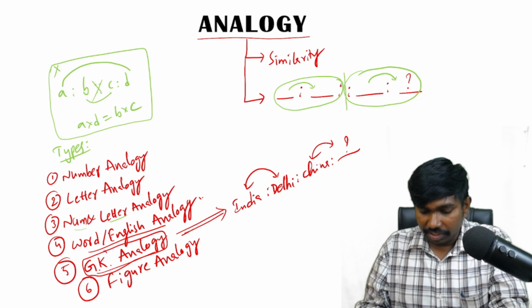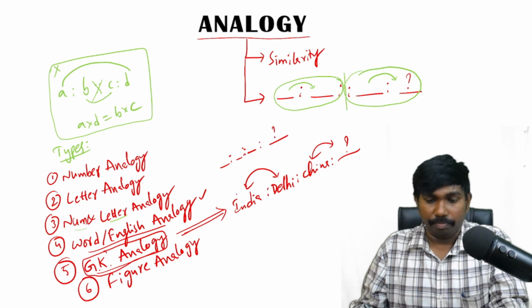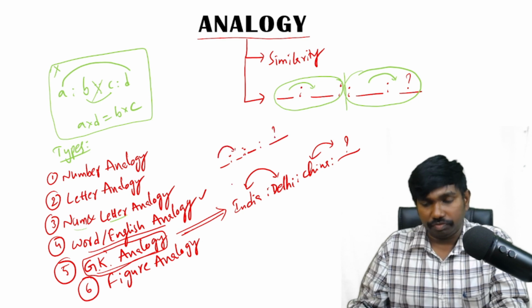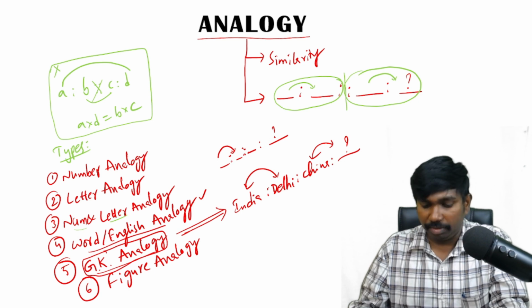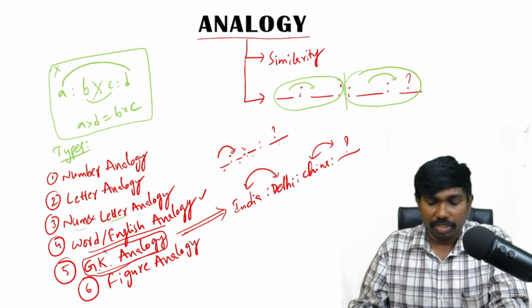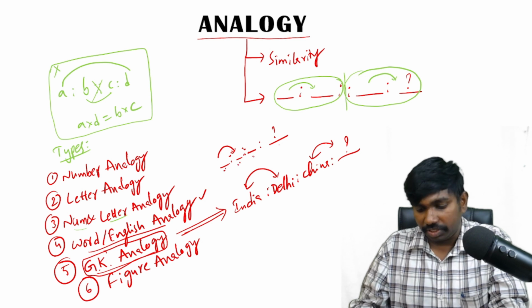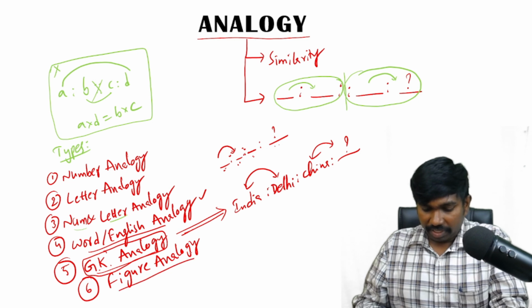And for this one, English analogy. So 3 words will be given, and we need to identify this 4th word. What can be the relation between the first 2 words? They may be synonyms or they may be antonyms. If this word is the synonym of this word, we have to search for its synonym in the given options. If this word is the antonym, we have to search for its antonym in the given options. Okay. And lastly, figure analogy.